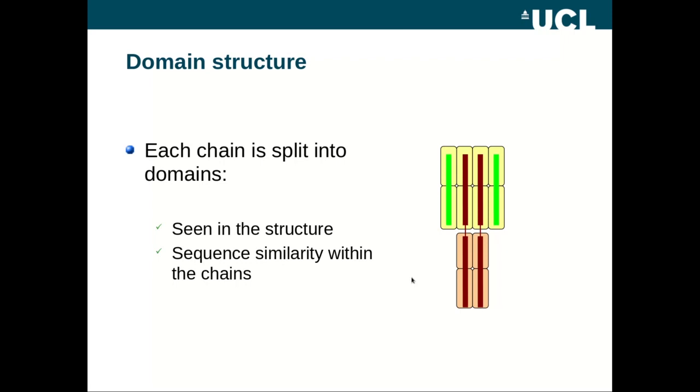And so again, based on that sequence information, it was proposed that these antibody light chains consisted of 2 protein domains, while the heavy chains consisted of 4 domains. And once we look at the structure, we can see that that is indeed the case.